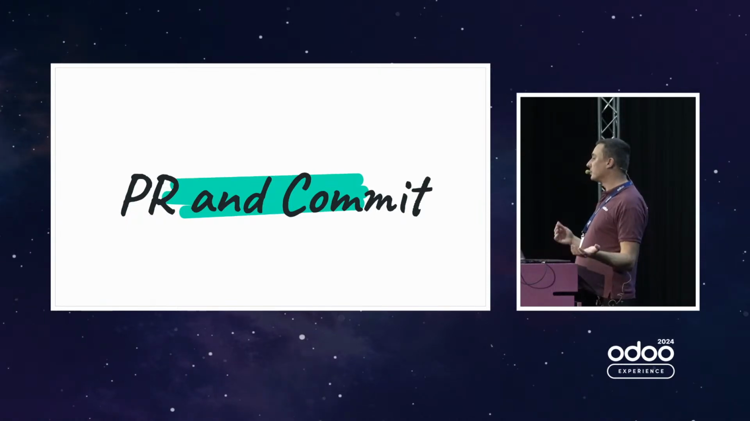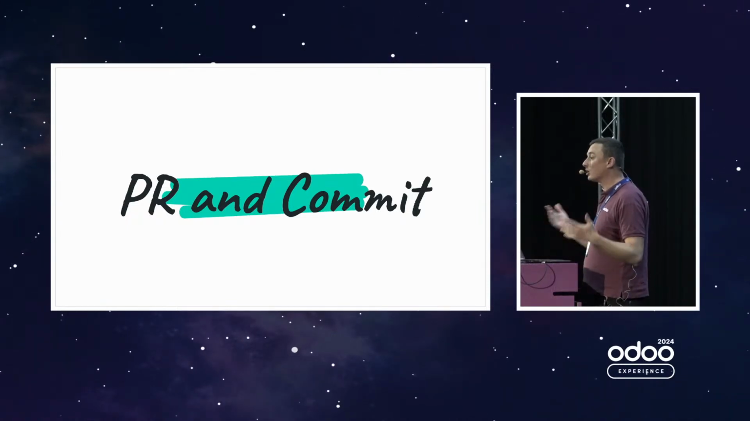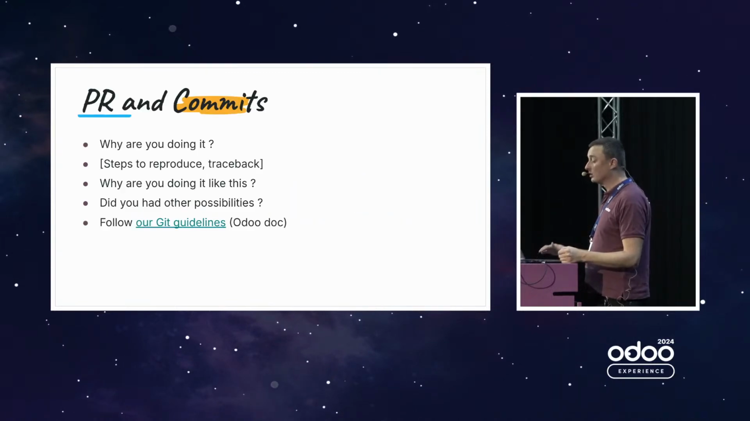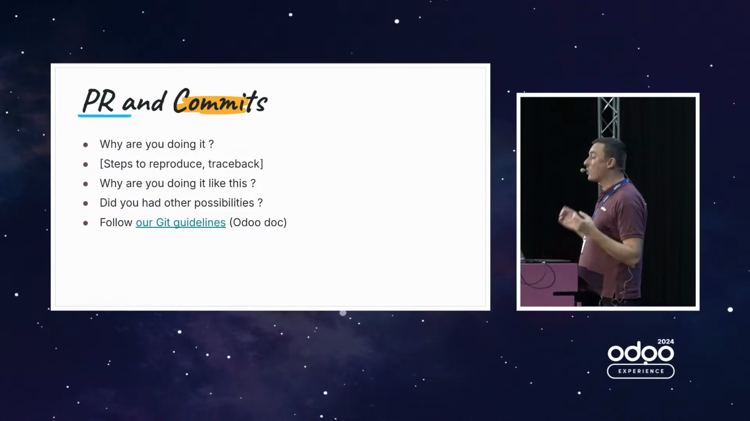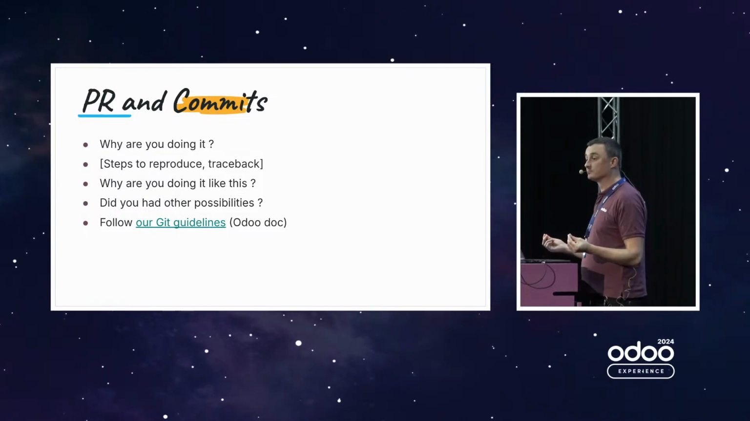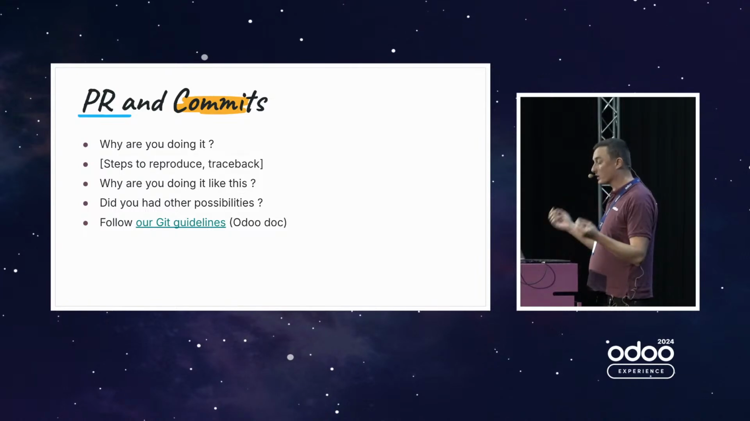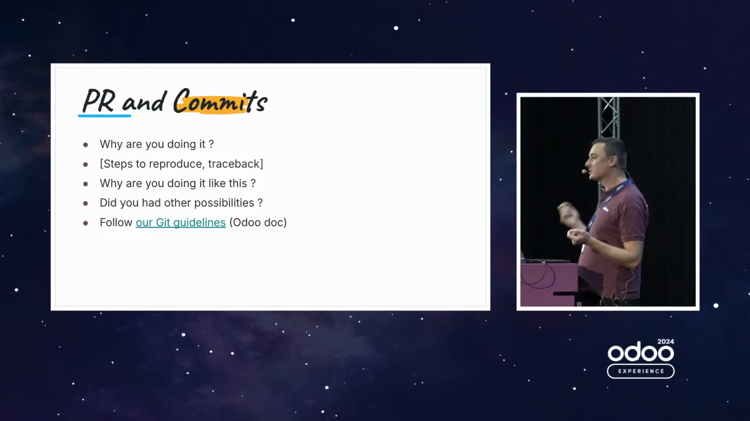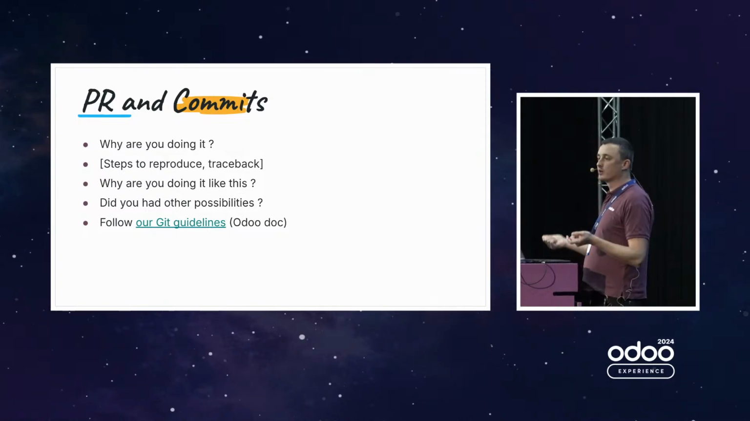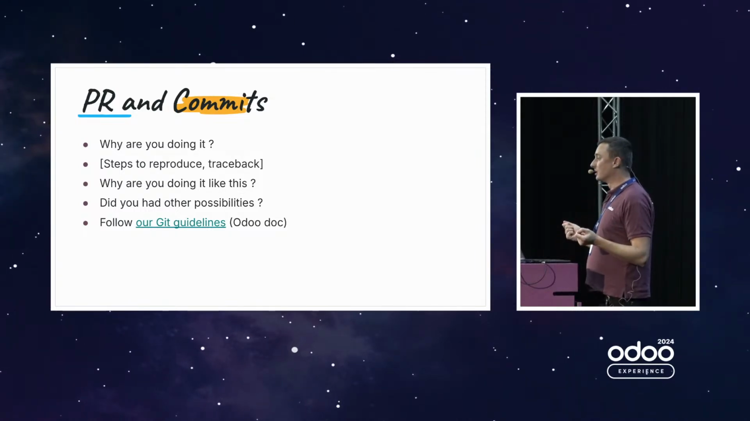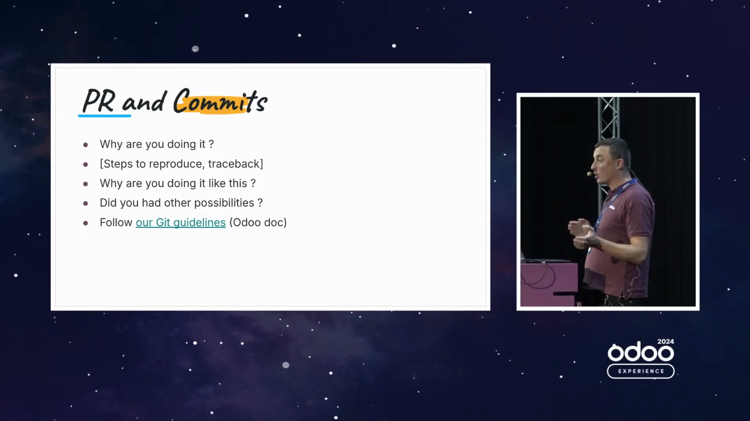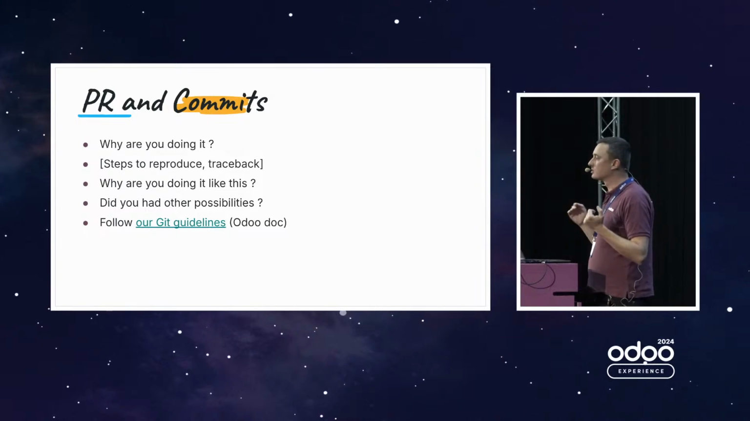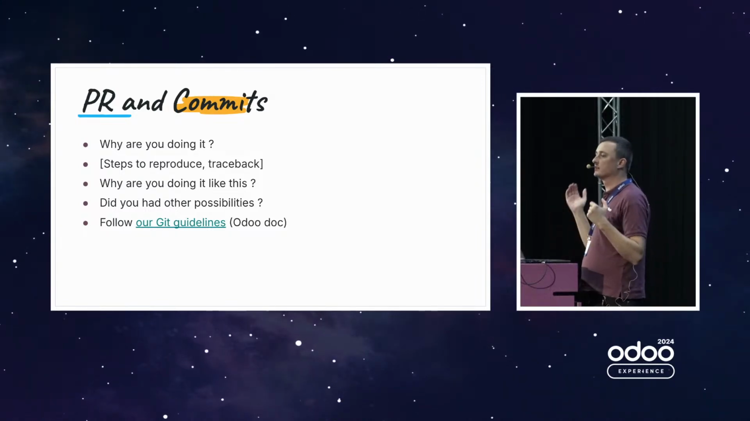So now I will talk about the pull request and the commits, how to properly follow our guidelines. So it's really important to explain why you are doing that change. Why? Not what you will do, but why you do it. If it's a bug fix, it's important to explain the steps to reproduce it. That way we can test it. We can find if other flows are affected or not. And if you have a traceback, it's always better to put the relevant lines of the traceback inside the commit message.